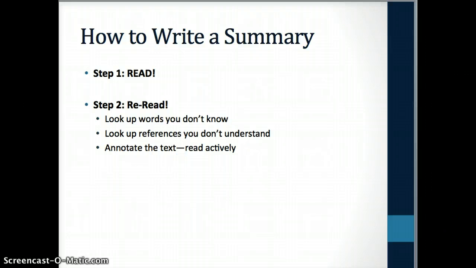So how do we write a summary? Well, step one is you have to read the source. And then after you've read the source, step two is you have to reread the source. The only way that you can summarize a source or a text is if you 110% understand what you've read. So look up the words you don't know. If the text or your source is referring to people or places or events that you don't understand, that's what Google's for. Look them up. You need to annotate the text and read actively, because part of writing a summary is going to be going back and forth to the text to pull things out of it.